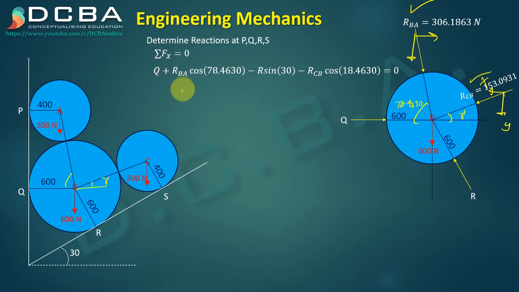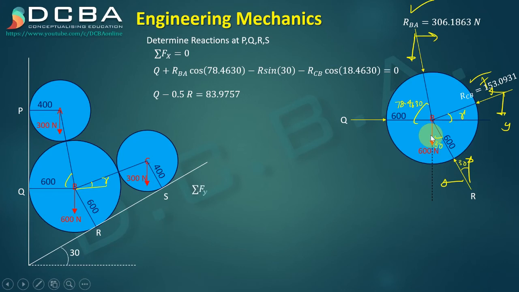So when we do summation Fx equals 0, it is Q plus R_BA cos of this angle minus R, okay, this is also there. So here we have R cos 30 minus R sin 30 minus R_CB cos of gamma. We get this as Q in terms of Q and R, because R_BA and R_CB we already know.